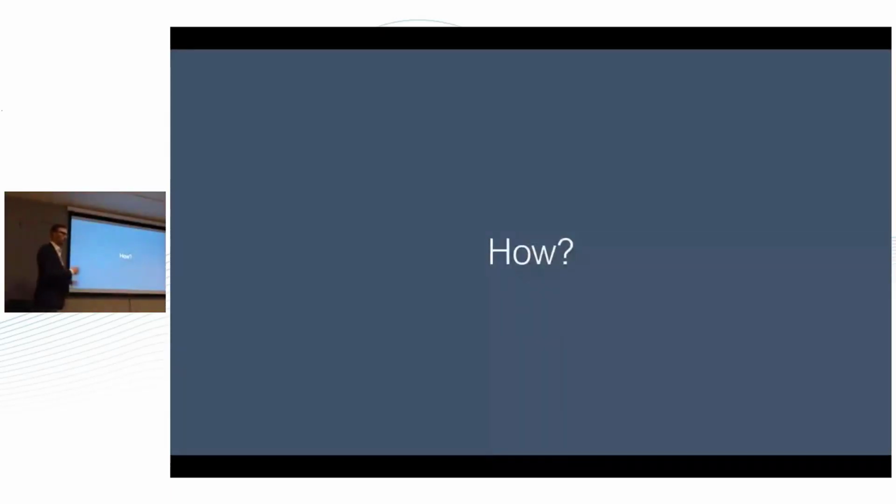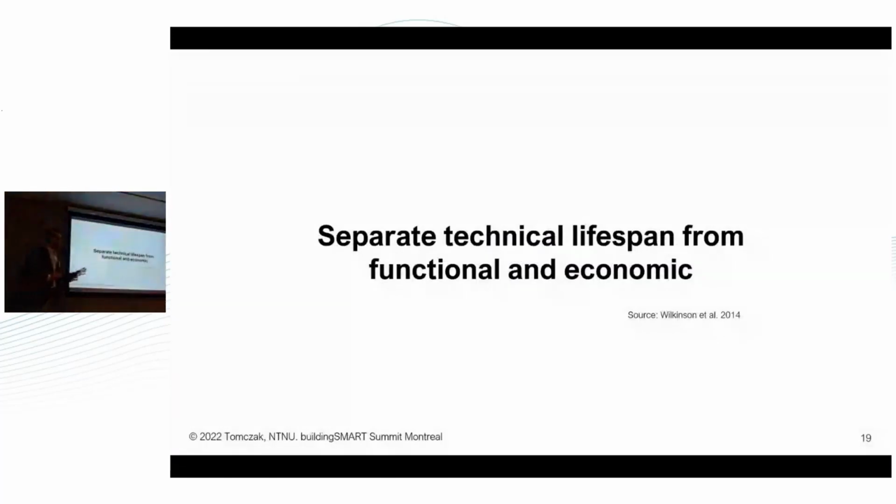And now I gave you a bit of reasoning why I think it's important, and now I want to tell you how to do that. And I have a very simple answer. So we need to separate the technical lifespan of elements from its functional and economic lifespan. And this is not something difficult to do, but basically buildings have a technical lifespan, which basically tells how long they are possible to be used when it comes to safety, when it comes to the technical performance.